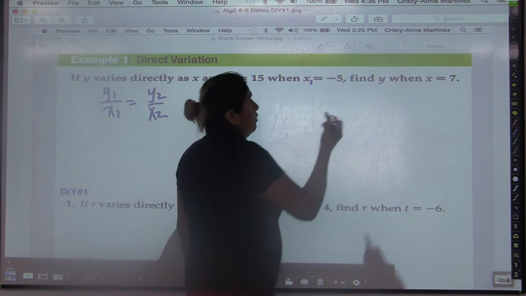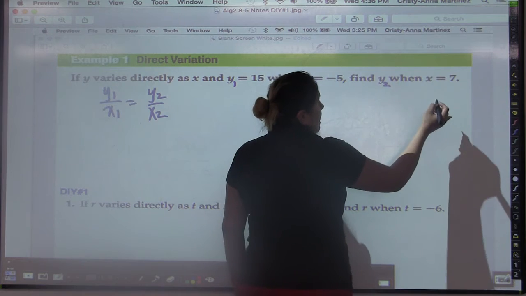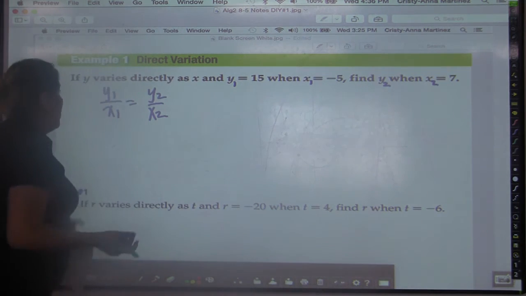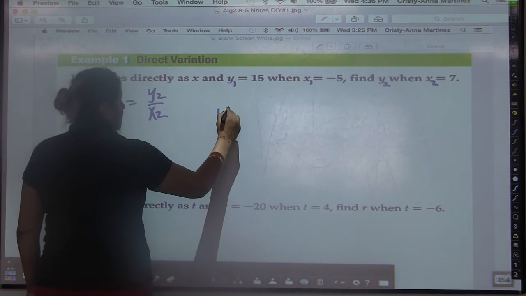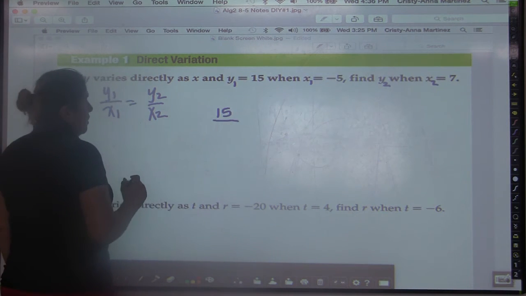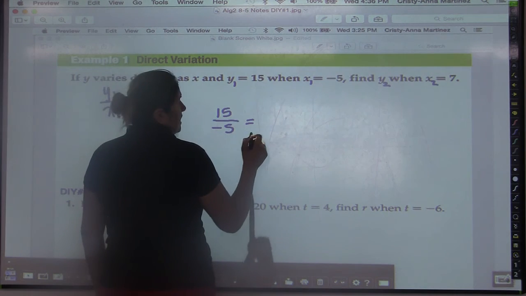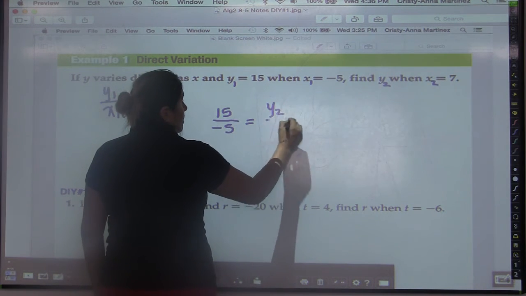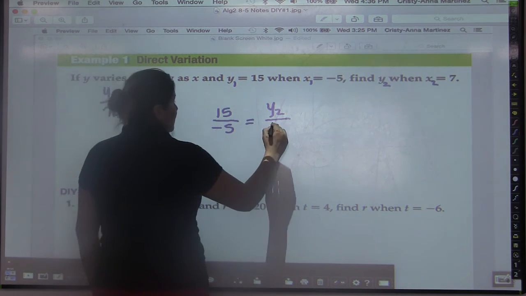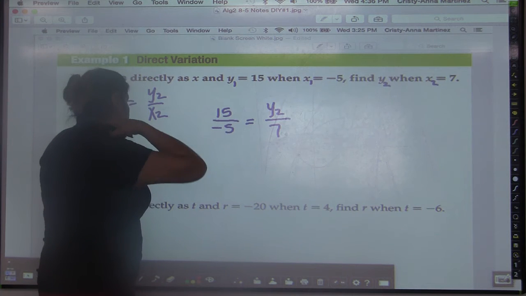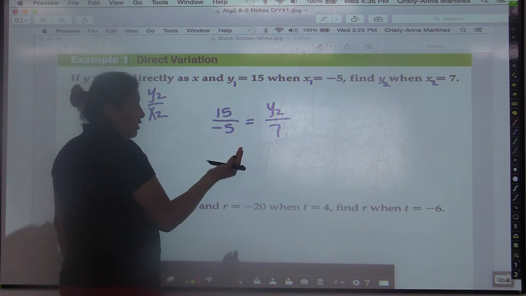And then over here, find y, well, this would be our second y, and then this would be our second x. So we just plug our information in. So we have y1, which is 15, is to x1, which is -5, as y2, which is what we don't know, to x2, which is 7, and then we can solve this. Now you can choose to reduce fractions beforehand to make your life a little bit easier.